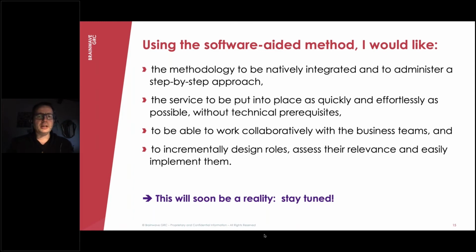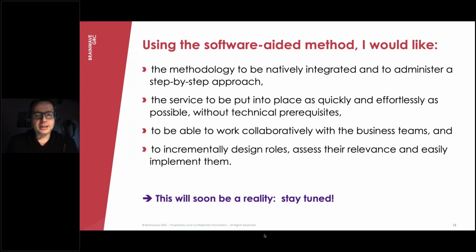Third, it should allow to work collaboratively, and especially because one has to put around the table very diverse populations, the business teams, the IT teams, application owners, etc., that have to talk together to discuss the relevance of roles, understand what the underlying technical authorizations or permissions are, and come up with a compromise that enables the construction of this business role model.